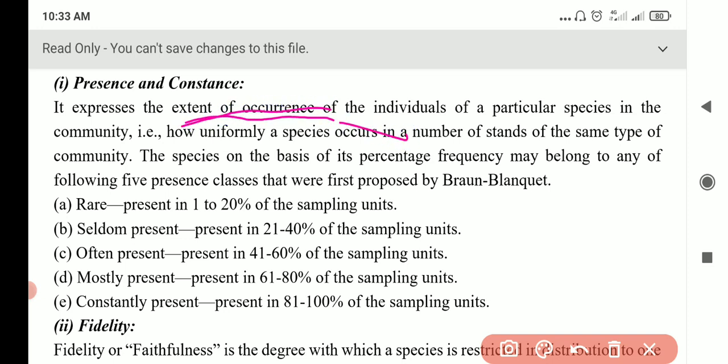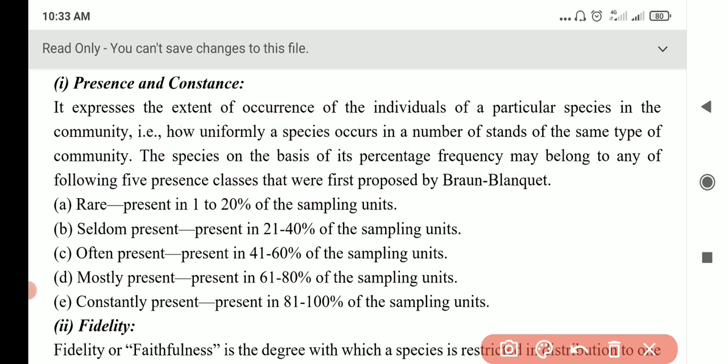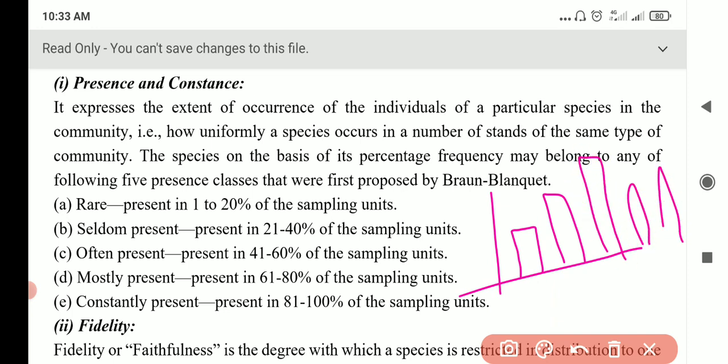Extent of occurrence, that is how uniformly a species occurs in a number of stands of the same type of community. The species, on the basis of its percentage frequency, may belong to any of the five presence classes that were first proposed by Braun and Blanquet. So this class system was given by Braun and Blanquet. It's similar, remember, around here we had class A, class B, class C, D and E. He says this much percent, maybe 20%, they belong to class A. If they are 50%, they belong to class C, etc.